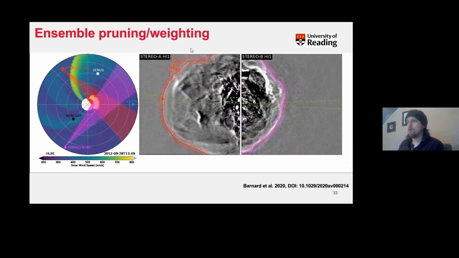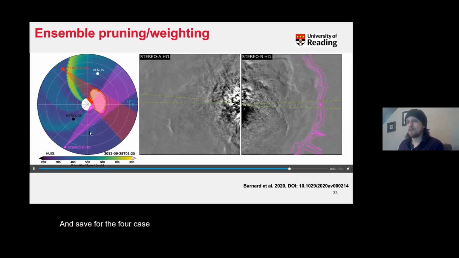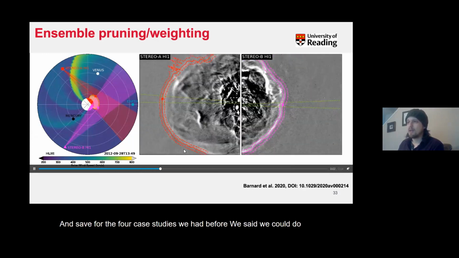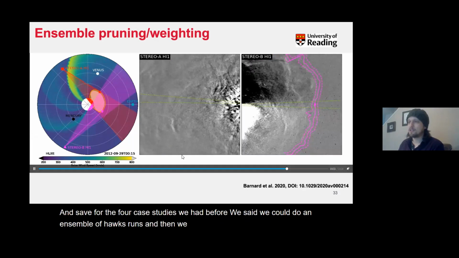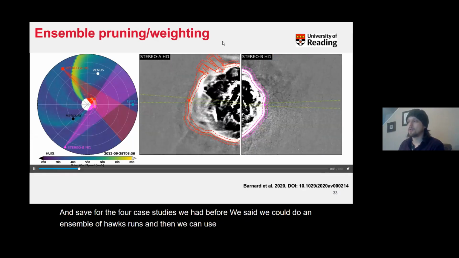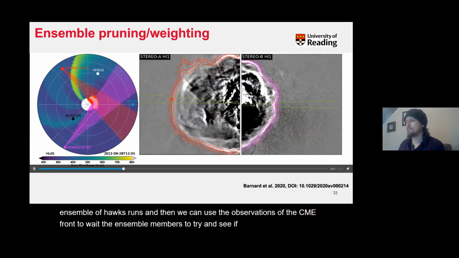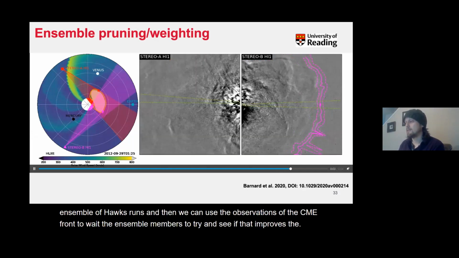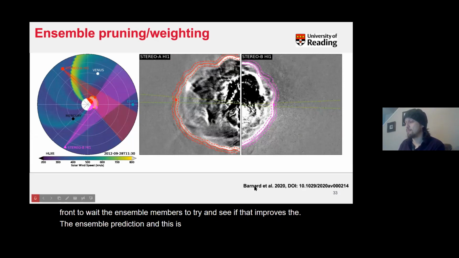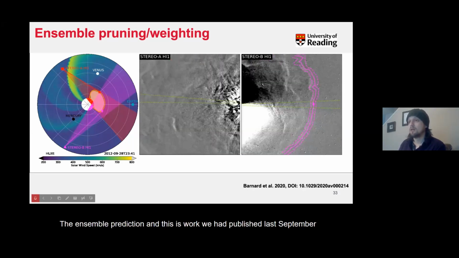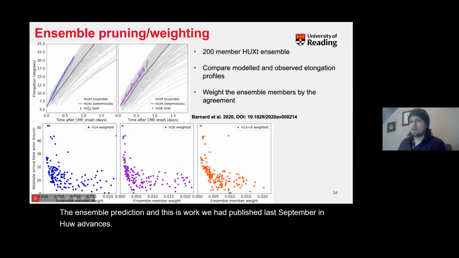And so for the 4 case studies we had before, we said we could do an ensemble of HUXt runs, and then we can use the observations of the CME front to weight the ensemble members to try and see if that improves the ensemble prediction. And this is work we had published last September in AGU Advances. So how does that work?